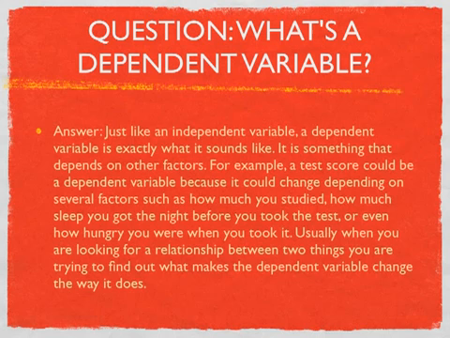A dependent variable is just like an independent variable, except that it is exactly what it sounds like. It is something that depends on other factors. For example, a test score could be a dependent variable because it could change depending on several factors, such as how much you studied, how much sleep you got the night before you took the test, or even how hungry you were when you took the test. Usually, when you're looking for a relationship between two things, you are trying to find out what makes the dependent variable change the way it does.